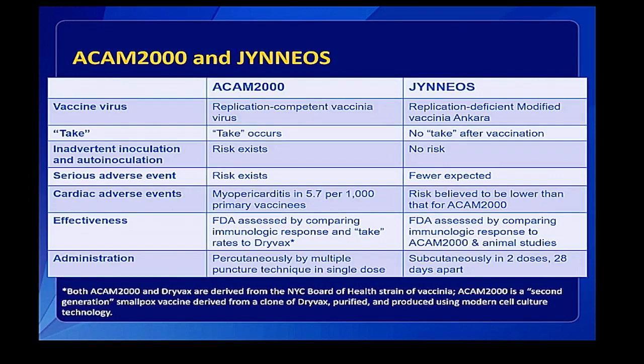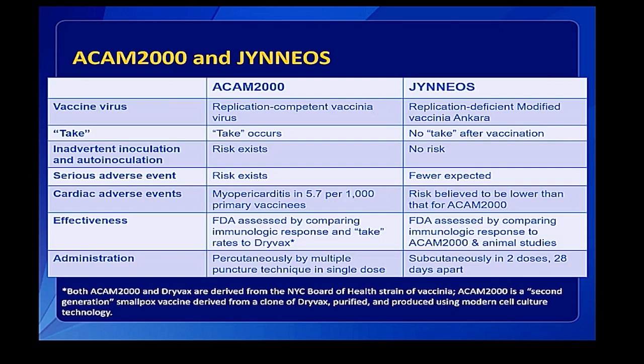Now, there are significant differences between these two vaccines. The first and perhaps most important is the vaccine virus themselves, with ACAM2000 being a replicating vaccine compared to Jynneos, which is replication deficient. Consequently, ACAM2000 does produce a take or a vaccine site lesion at the site of inoculation, where Jynneos does not. And as such, ACAM2000 does have a risk of inadvertent inoculation and auto-inoculation from the infectious virus that's present in these vaccine site lesions. And also, ACAM2000 has a risk for serious adverse events due to uncontrolled replication, which are not expected to occur with Jynneos.